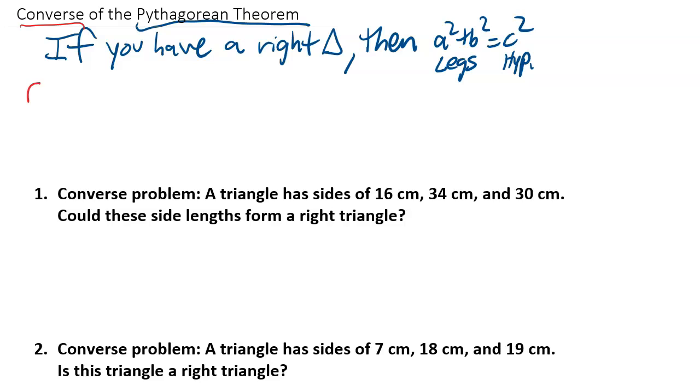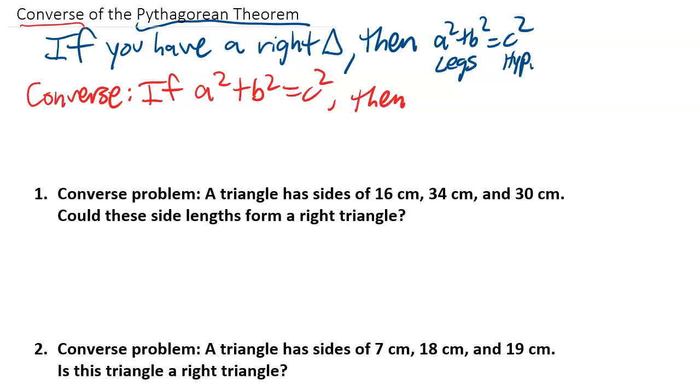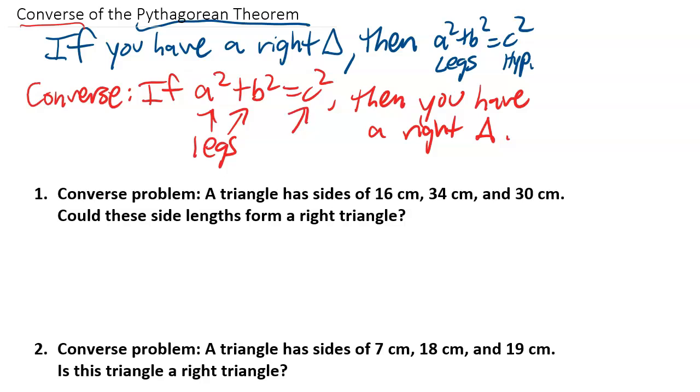So the converse of the Pythagorean theorem is me just taking my two statements and switching their order. The converse of the Pythagorean theorem is: if a squared plus b squared equals c squared, then you have a right triangle. And in this case, once again, a and b are just the legs of the triangle, and c is the third side, or the hypotenuse.